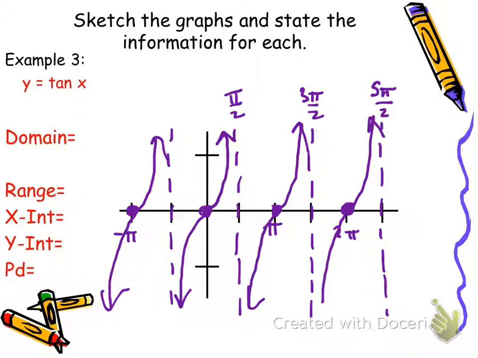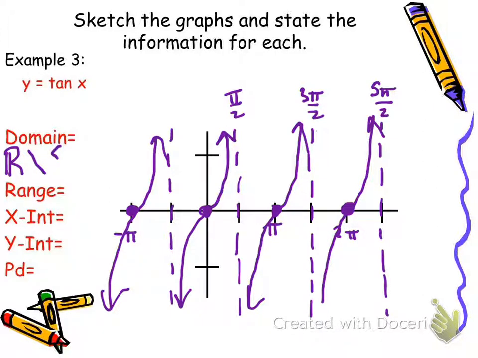Okay, let's talk about the domain. This one's got some problems, doesn't it? Anything that makes the function undefined is not in the domain of the function, right? So the domain of the tangent function is all real numbers, except, and you could write the word except, here's the mathematical symbol for except.